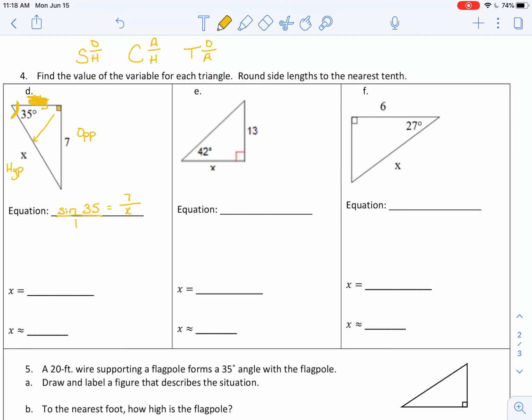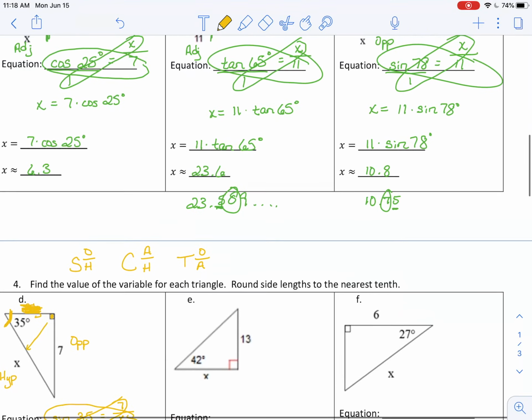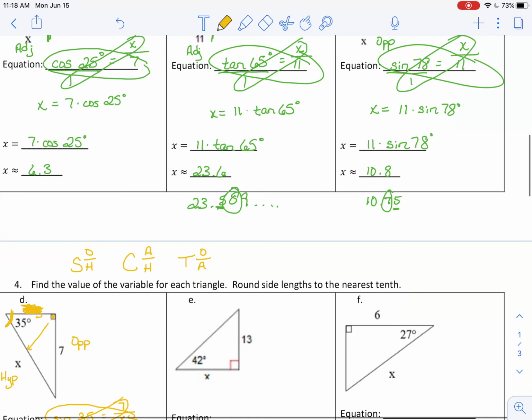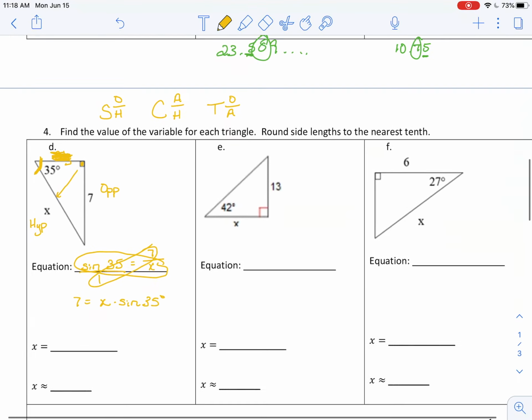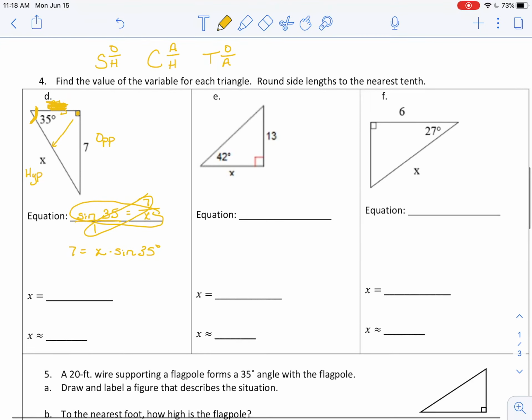When I go to cross multiply, I'm going to put it over 1. On one side of the equal sign, I'm going to get a 7. The other side of the equal sign, I'm getting X times the sine of 35. So unlike example 3, where as soon as I cross multiplied, I was ready to put it in my calculator, when I cross multiplied here, X is not by itself. So you still have to solve here.